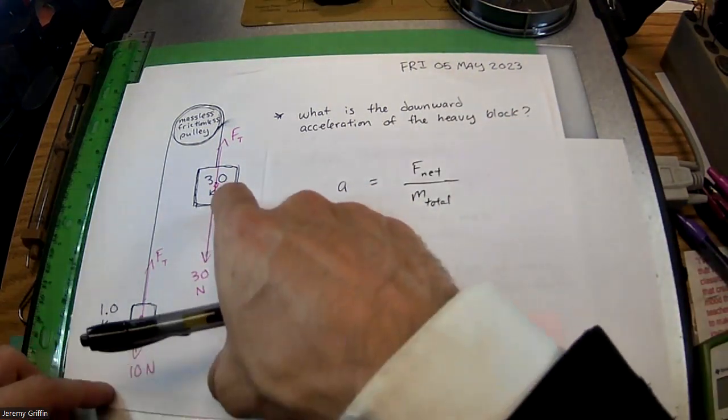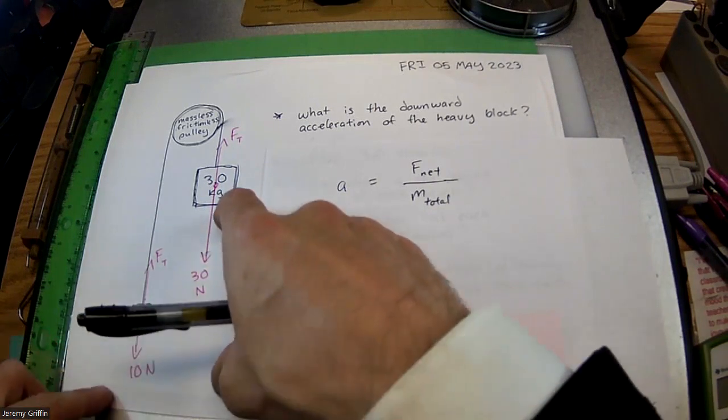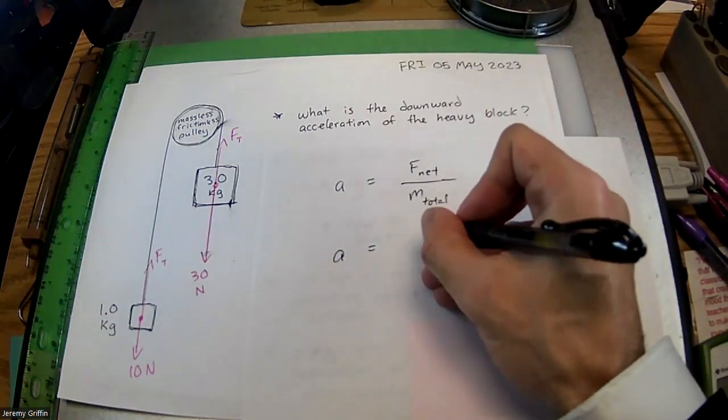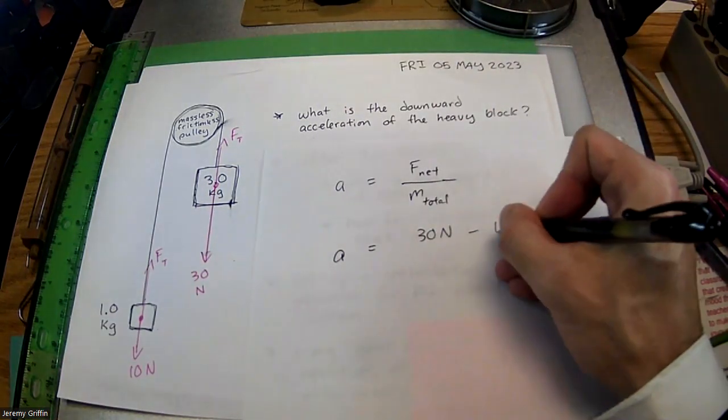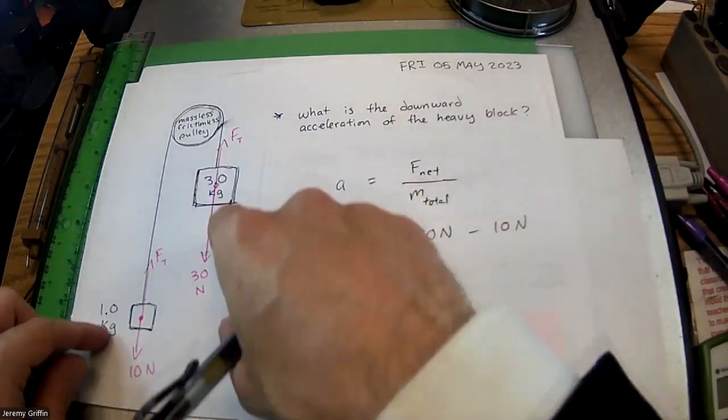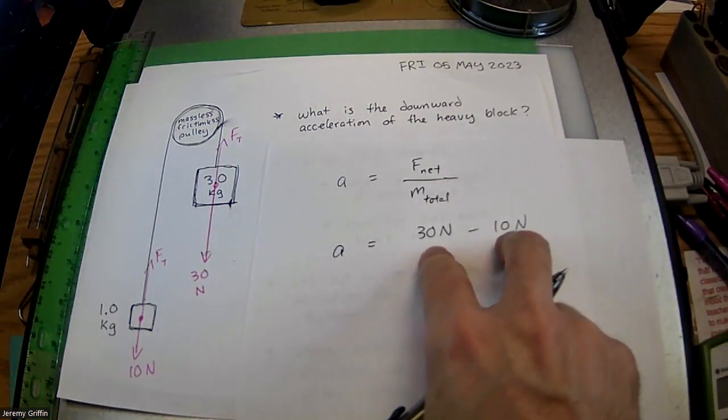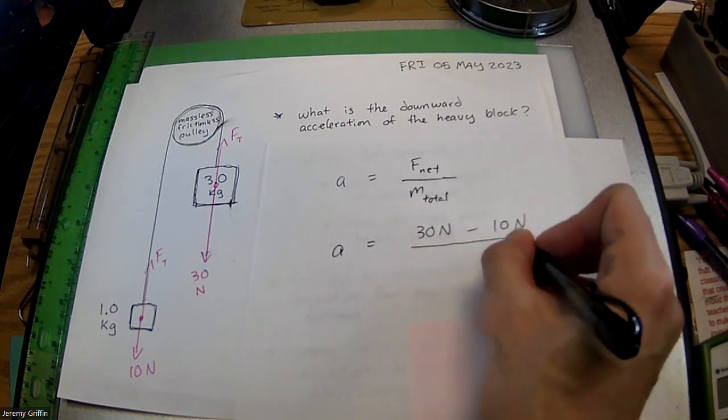Right. What is the net force? 20 newtons, right? Because 30 newtons minus 10 newtons. We've got 30 newtons saying let's go clockwise, and 10 newtons saying no, let's go counterclockwise. Those are pulling against each other, right? Okay. Guys, how much total mass is being moved?